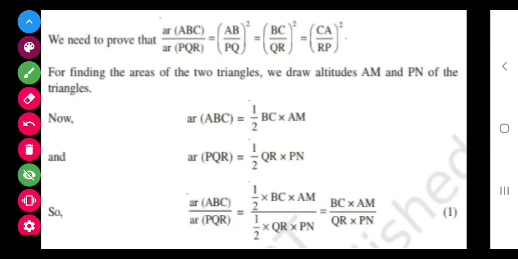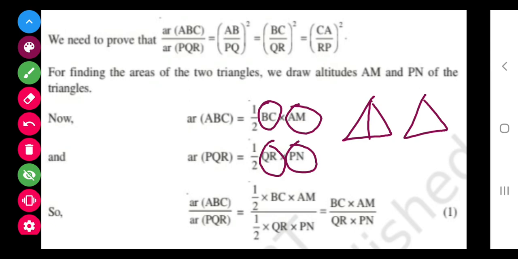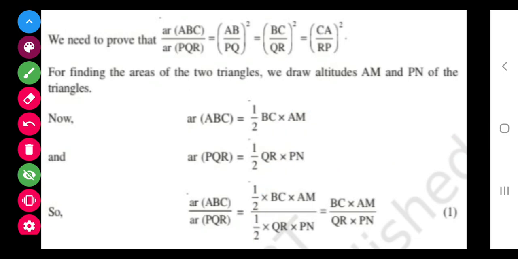Now the area of triangle ABC will be half BC into AM, as AM is perpendicular and BC is the base. Similarly for the next, PN is the perpendicular and QR is the base. Now in this, half and half will be cancelled. So what we got? We got this.